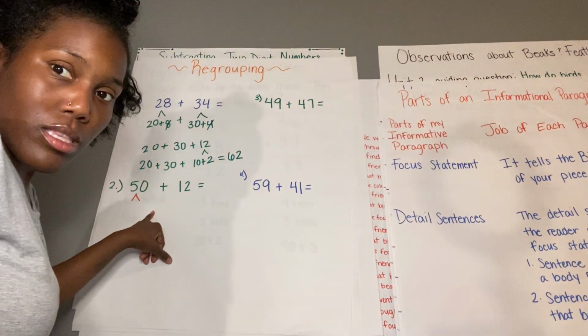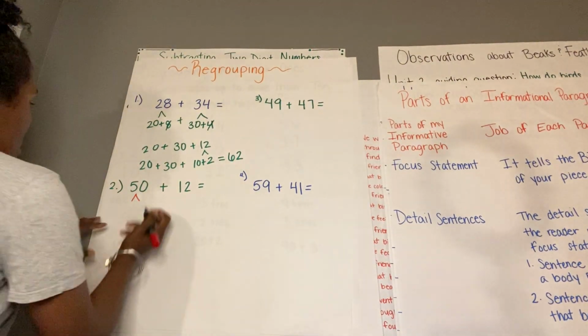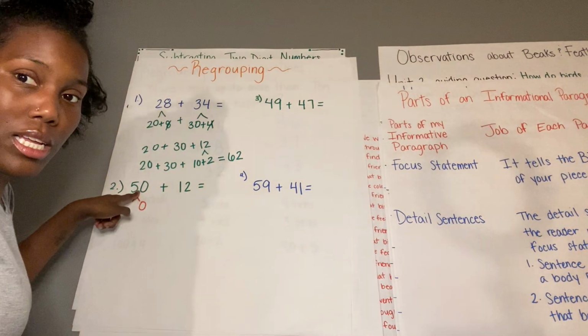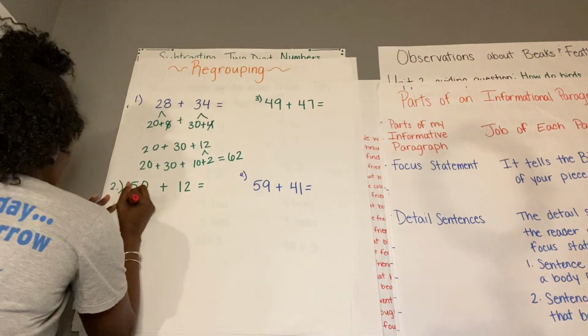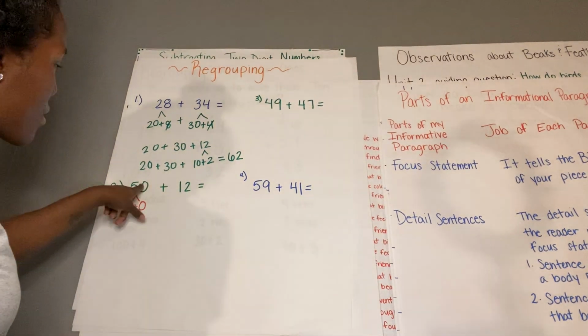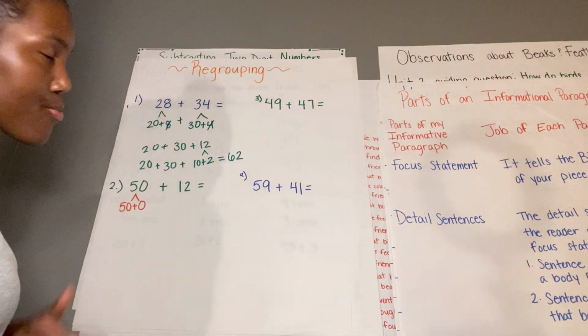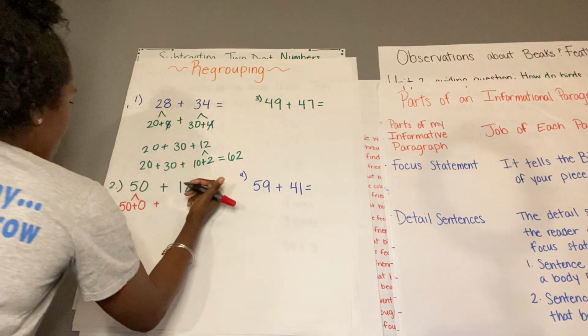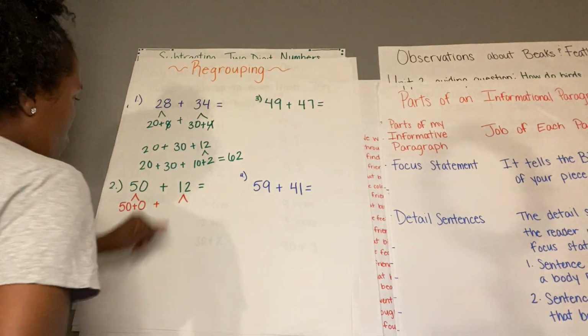Are there any ones? No. So I can just go 0. And how many tens? 5 or 50. So I really didn't need to break that down. There were no ones for this one. That's okay though. Bring my plus sign down, and then I'm going to break my 12 down in 2 parts.